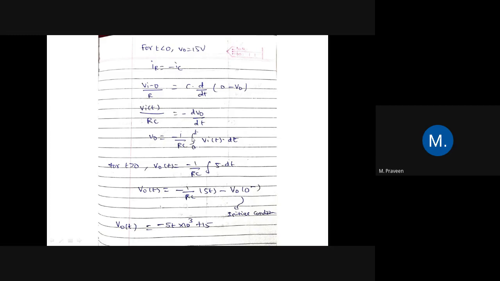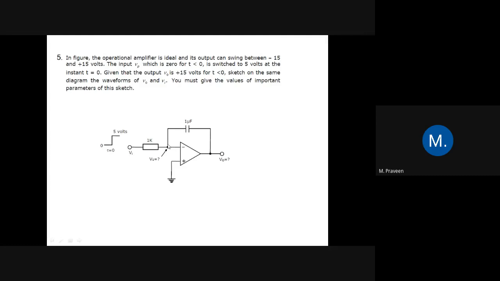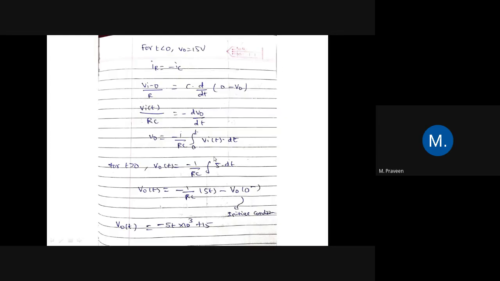If you do not know the formula, then we have to apply nodal voltage, and from the nodal voltage we can find V naught. That's the second method. So now we got V naught. First we are going to use the condition for t greater than 0. So for t greater than 0, V naught of t.